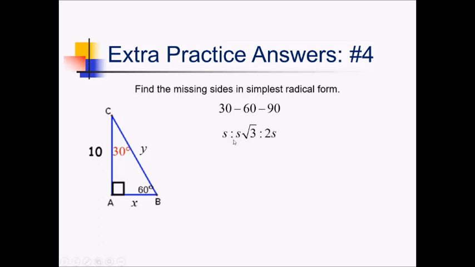So let me just go ahead and label each side of this triangle with one of these s's. The side opposite from 30, that's going to be our s. Opposite from 60 over here, that's the s root 3. And the hypotenuse here, that's our 2s.